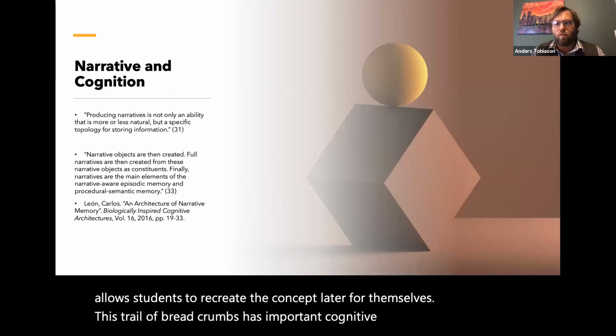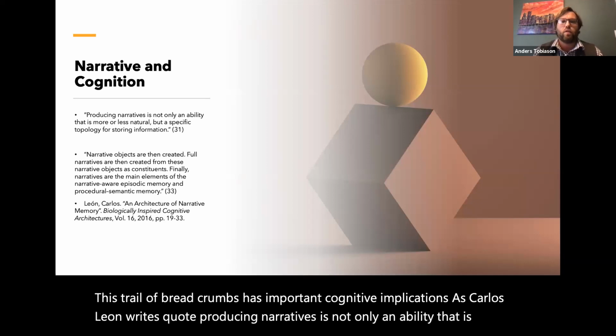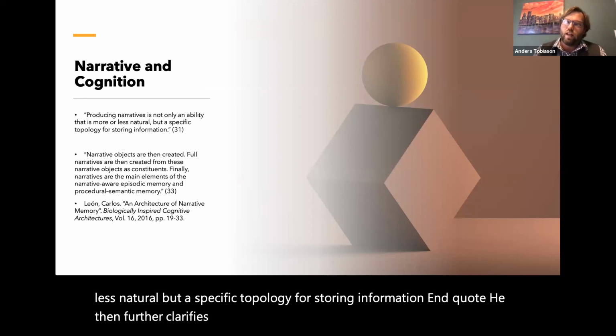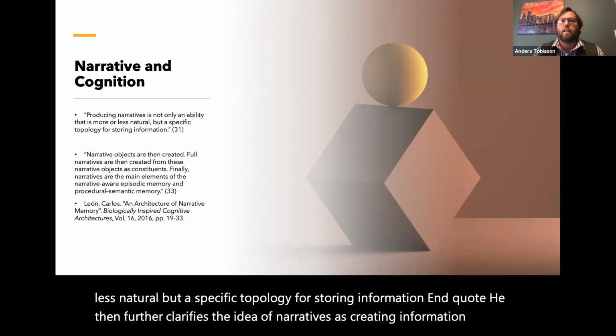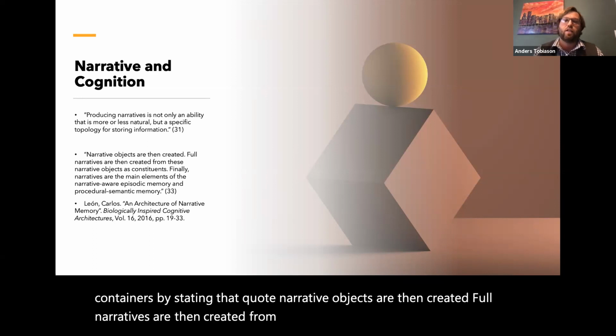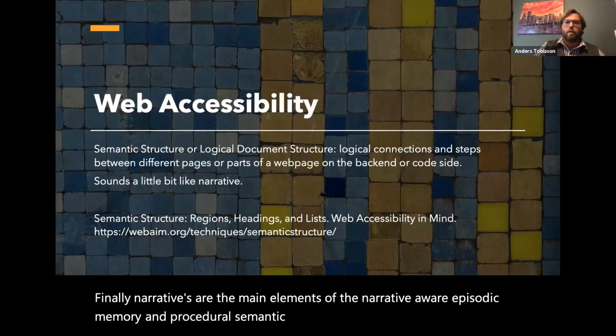As Carlos Leon writes, quote, producing narratives is not only an ability that is more or less natural, but a specific topology for storing information, end quote. He then further clarifies the idea of narratives as creating information storage containers by stating that, quote, narrative objects are then created. Full narratives are then created from these narrative objects as constituents. Finally, narratives are the main elements of the narrative-aware episodic memory and procedural semantic memory, end quote.